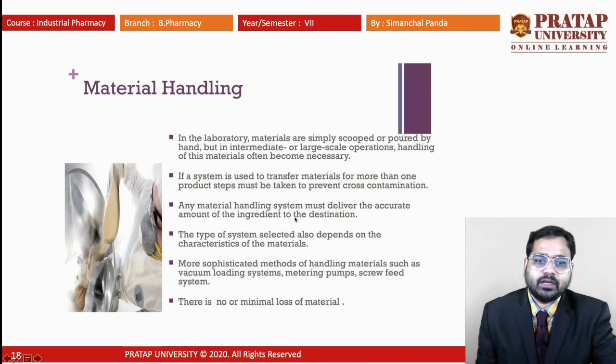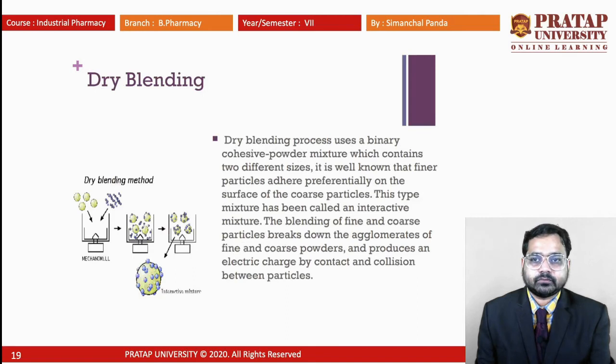All material handling systems must deliver an accurate amount of the ingredient to the destination. The type of system selected also depends upon the characteristics of the material. With more sophisticated methods of handling the material, such as the vacuum loading system, metering pump, and screw feed system, there is no or minimal loss of materials.